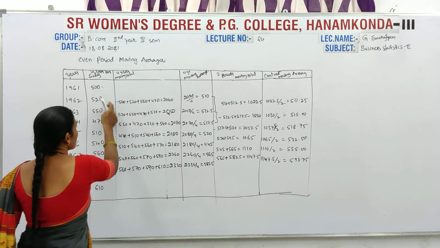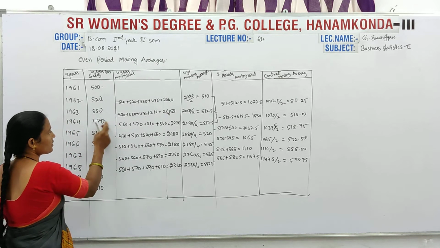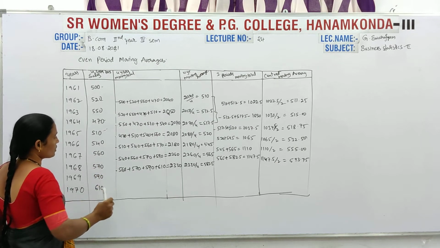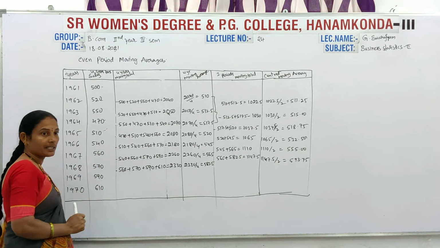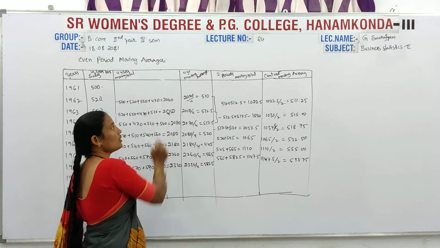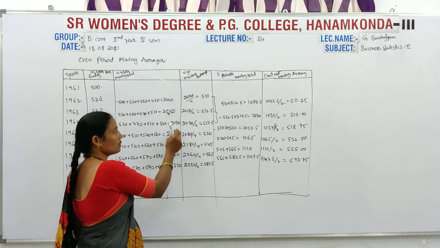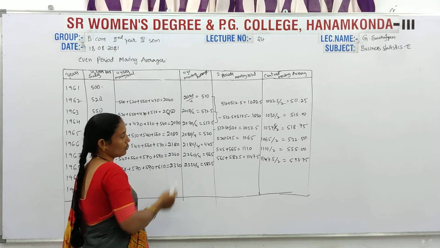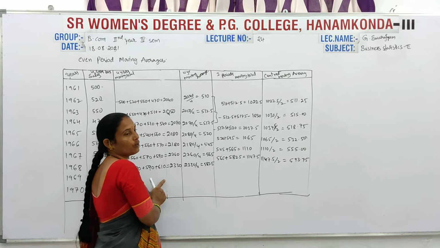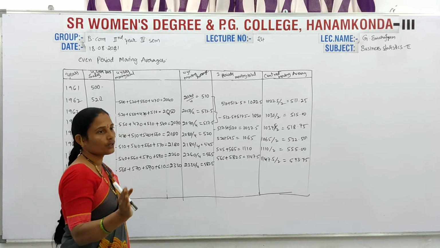First 4 years, then next 4 years, and next 4 years, and next 4 years, next 4 years. But the last 4 years, 67 to 70, is the last 4 years total. The totals are 2040, 2050, 2070, 2080, 2180, 2260, 2330. The 4 years total, only 4 years total.